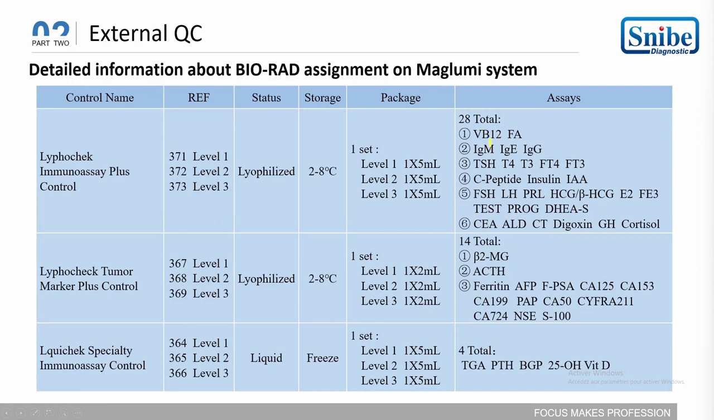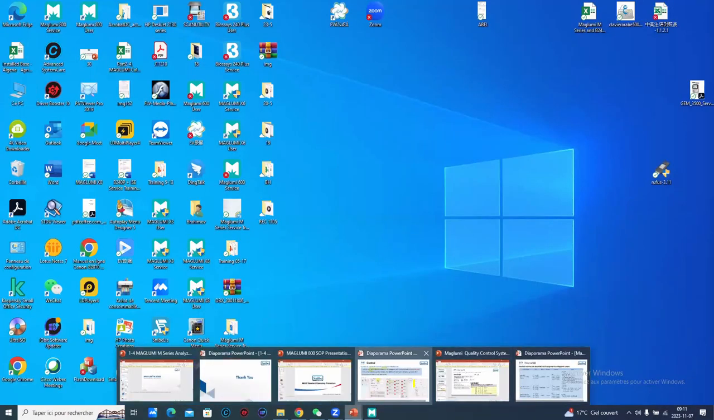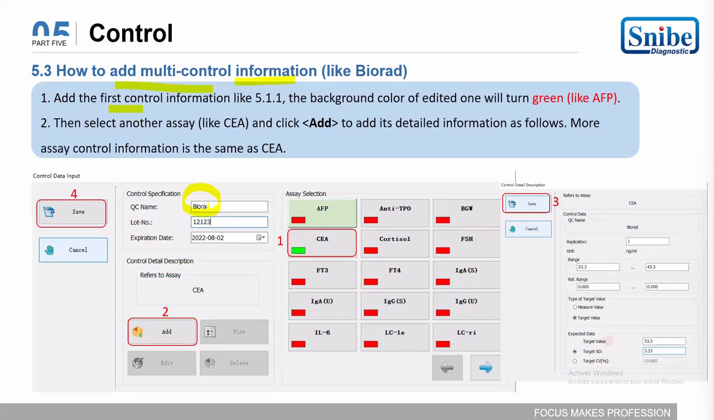It is used with vitamin B12, IgM, IgG, IgE, and TSH, thyroid panel, TSH, T4, T3, FT4, FT3, and so on. So when you add your quality control, for example, I select the AFP and then I click add, and then enter all the information from the quality control insert, the range for AFP, and then the target value for AFP, and then the target CV and SD for the AFP.